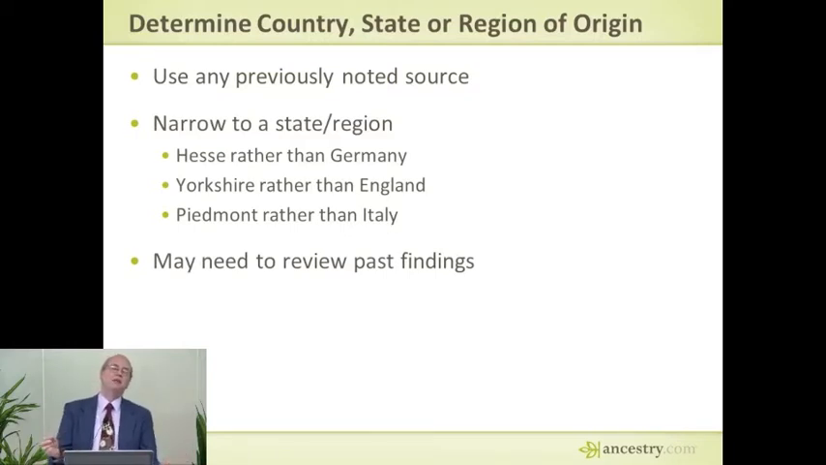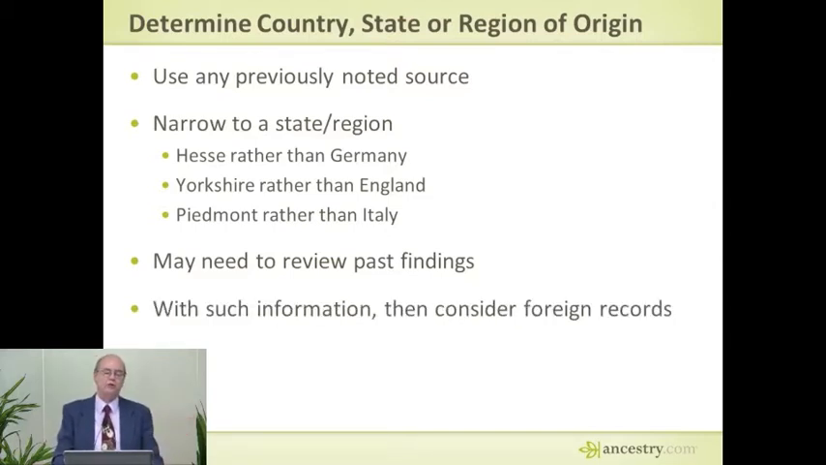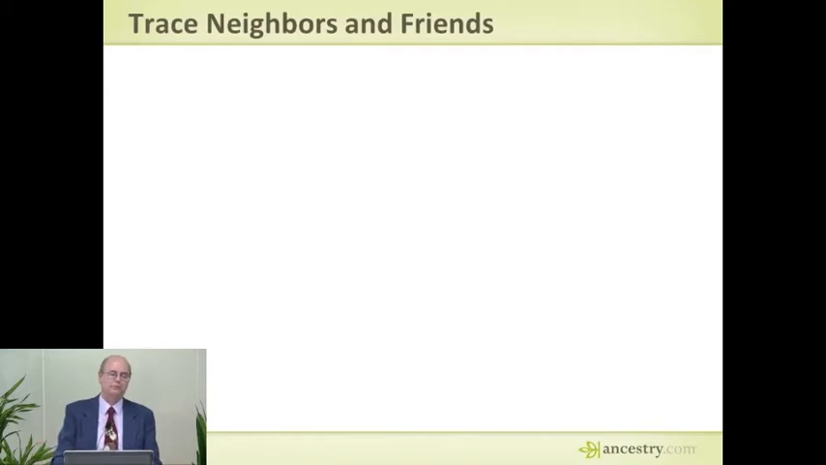Anything you can do to narrow that place. This means you may need to go back and review what you've already learned that you may not have paid that much attention to and see what it tells you. Okay? Maybe your ancestor in the census only says Germany, but all of his neighbors mentioned a German state. That might suggest that he came from that same German state. It doesn't prove it, but it might help you. Okay? Once you have this information, then it's much more effective to consider foreign records, and we'll talk about that in just a minute.